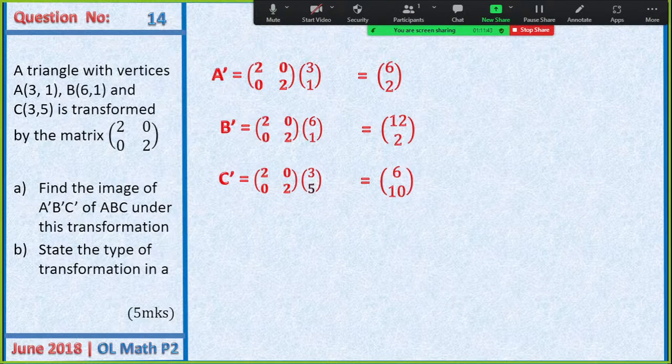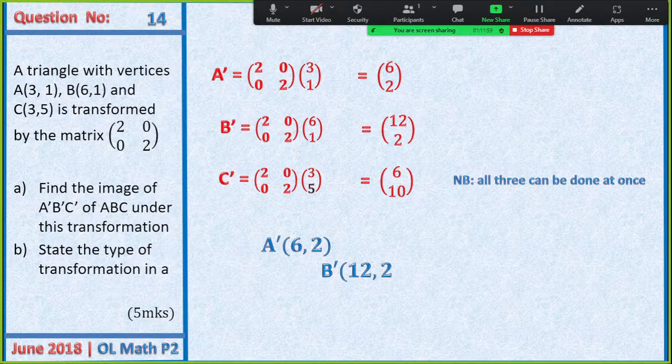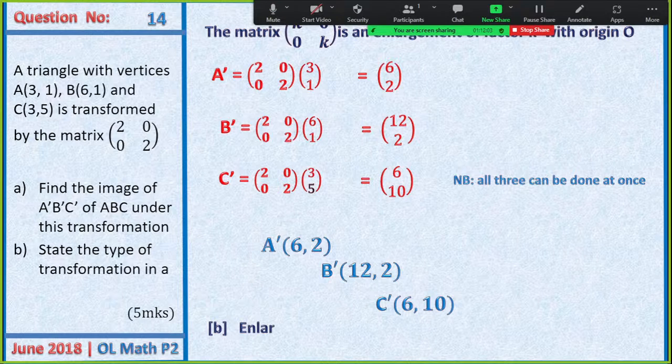So what type of transformation is this? Now look at it. A was (3, 1), now it is (6, 2). B was (6, 1), now it is (12, 2). C was (3, 5), now it is (6, 10). What type of transformation is this? It's an enlargement because they have made it bigger. So this is an enlargement.